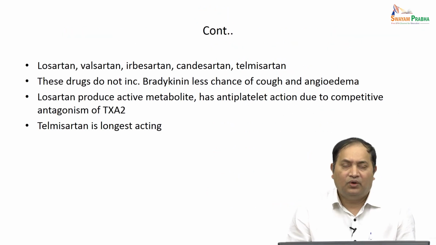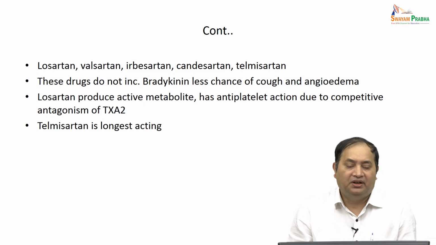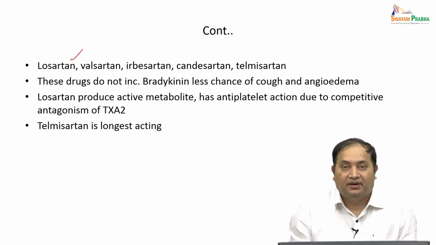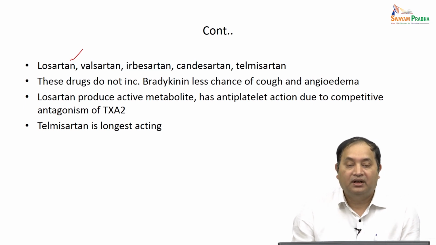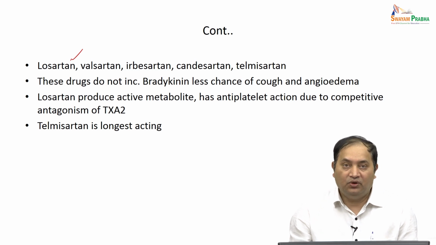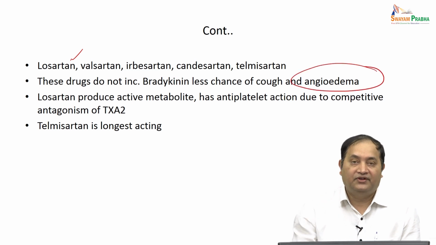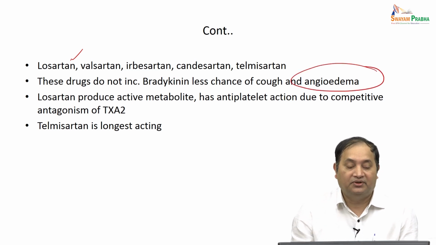Now, what are the examples of ARBs? Losartan is very commonly used. Then we have drugs called valsartan, irbesartan, candesartan, and telmisartan. Now, if you look at these drugs, as they do not produce bradykinin, the advantage is that there is less chance of cough, and if there is any chance of angioedema, it is less compared to ACE inhibitors.